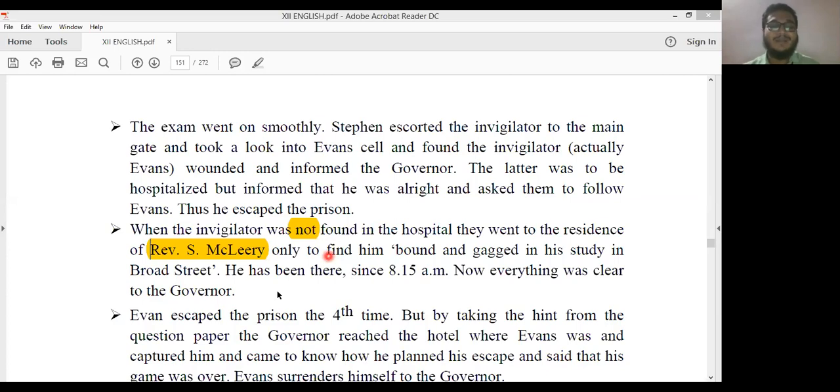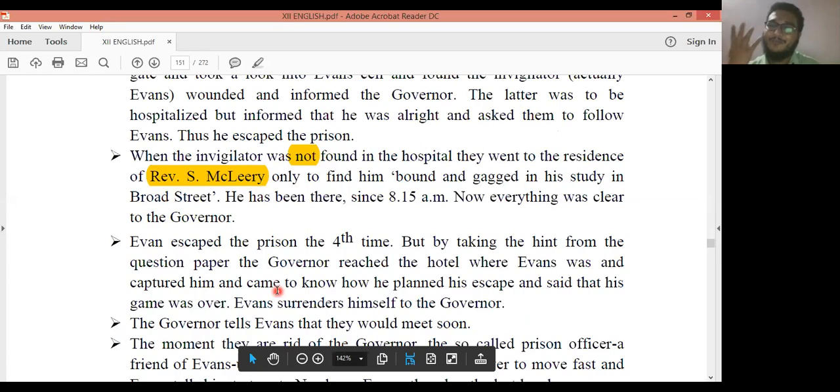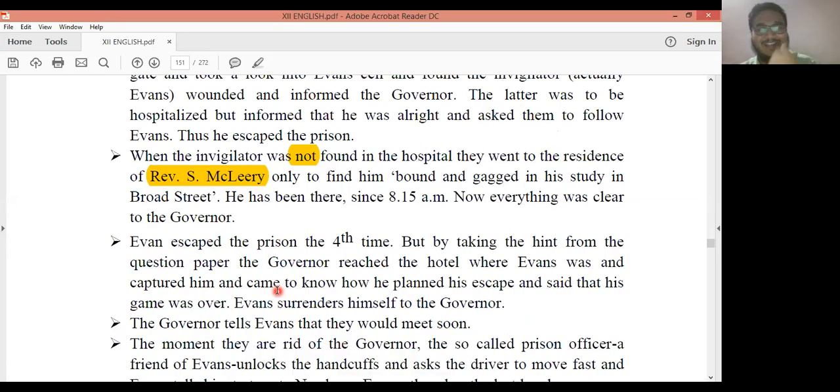So by this, Ivan escaped the prison the fourth time. By the fourth time, he has escaped successfully. So let's see whether he returns to the prison again for getting success for the fifth time, or this is the final escape.